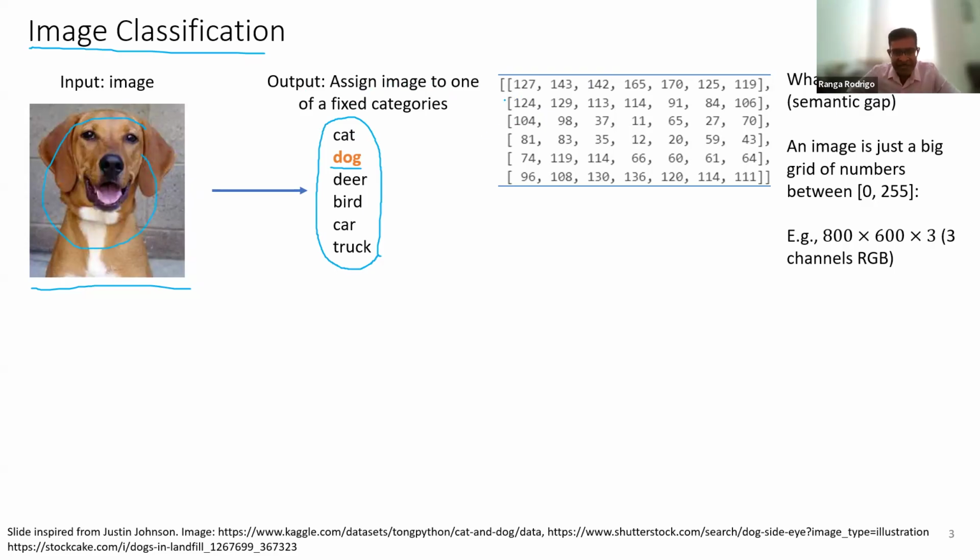So now we see this as a dog, but what does a computer see? It sees a set of numbers, right? As you know, for a grayscale image, it sees a 2D array of numbers. For a color image, it sees a 3D, three planes of 2D arrays. So this thing about what we see and what the computer sees is called the semantic gap. An image is just a big bit of numbers between 0 to 255. For example, 800 times 600 times 3 channels for RGB. So this is a very difficult task actually.